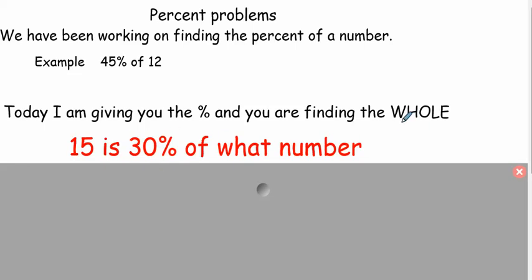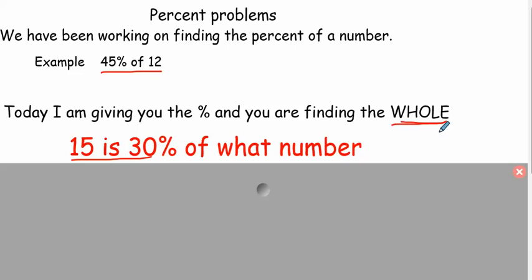So if I don't give you the whole, look at the difference between this problem and this problem. 45% of something, here is the whole. I'm giving you 12 and I wanted to know what 45% is. Over here, I'm saying 15 is 30% of what number? I did not give you the whole. I want you to figure that out.